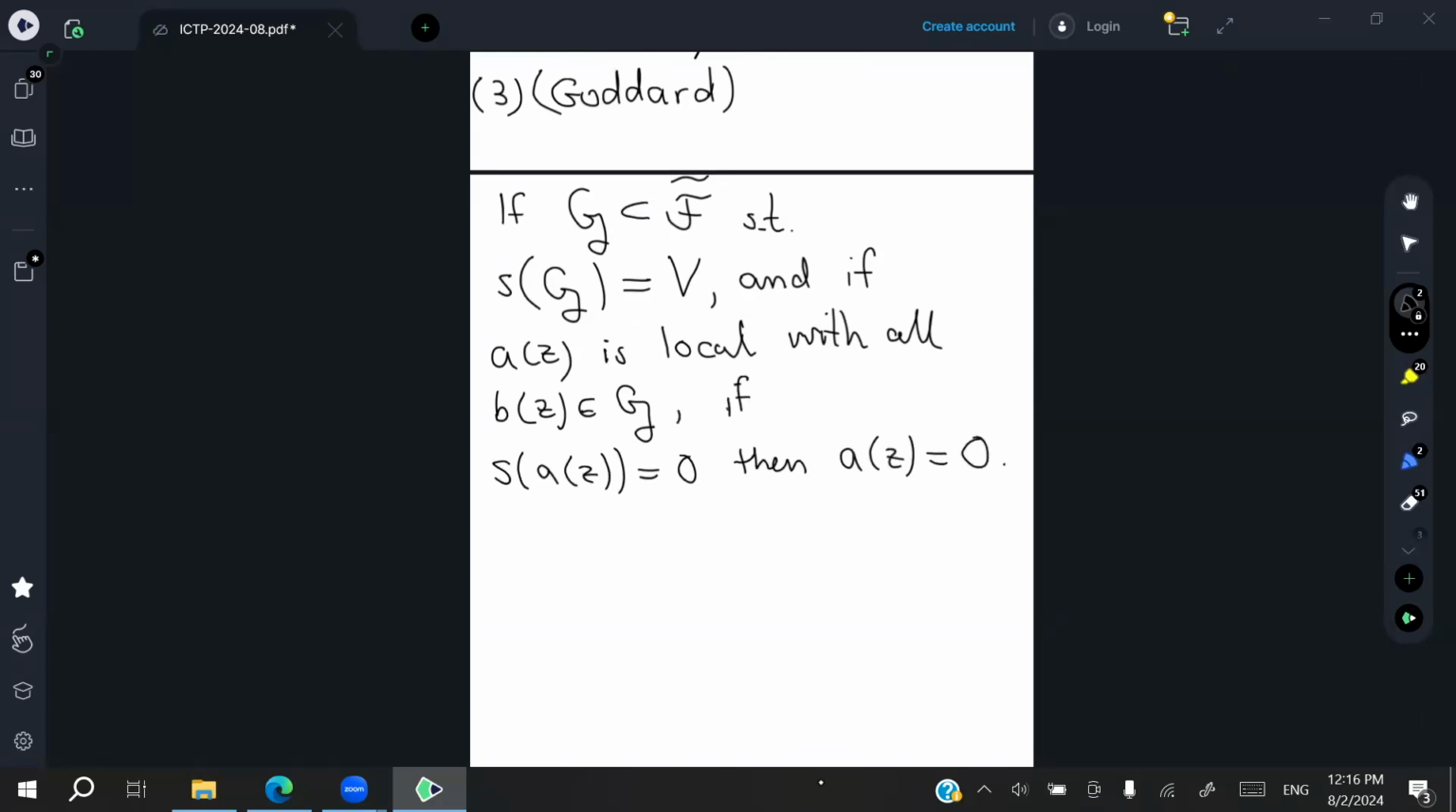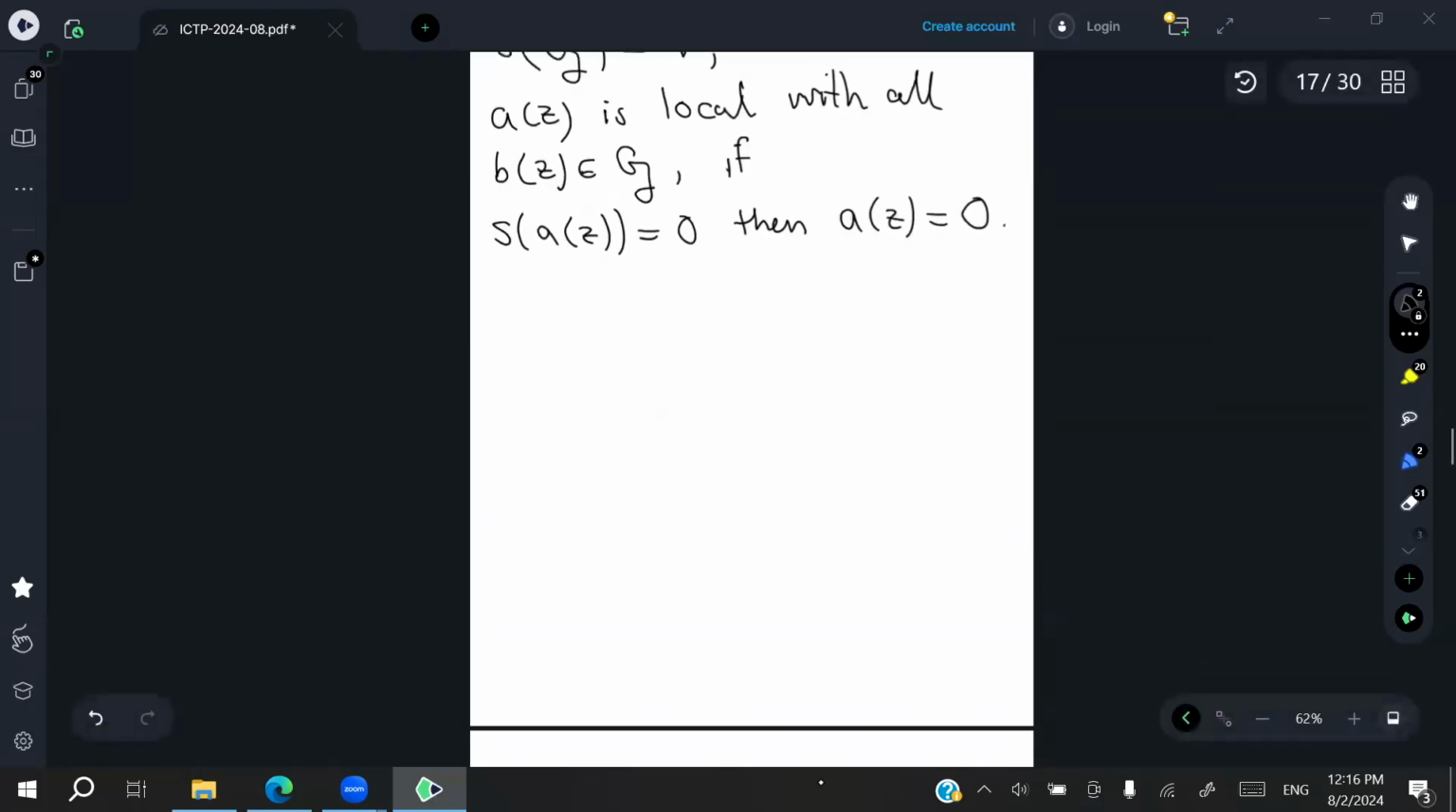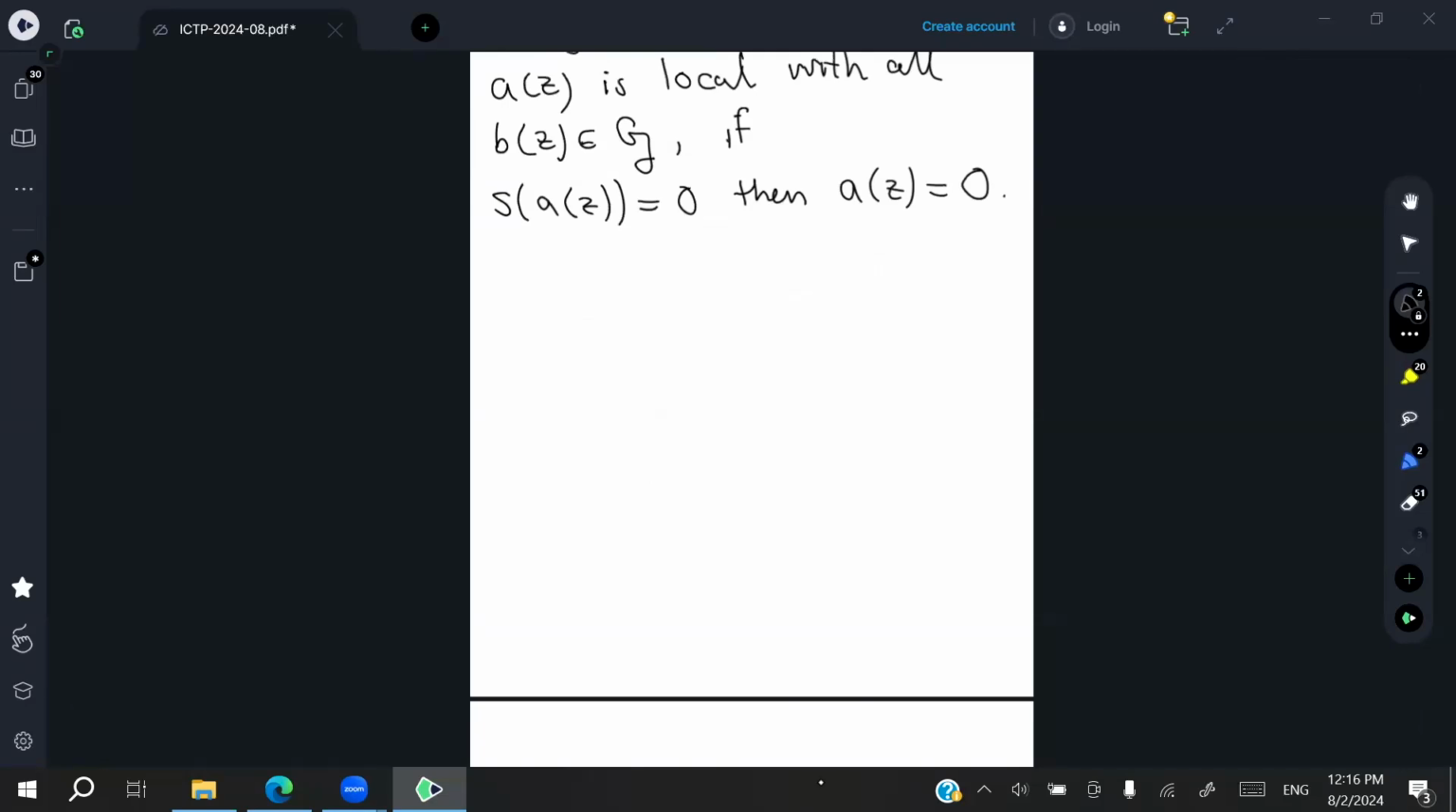If S sends this field A to 0, then in fact A had to be 0 already. So this is a kind of injectivity statement for S, all right? So now I'm a bit in doubt as to how many of these statements to prove. Let me prove the first one anyway.